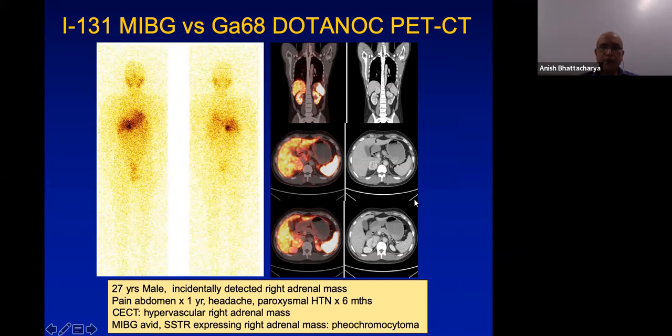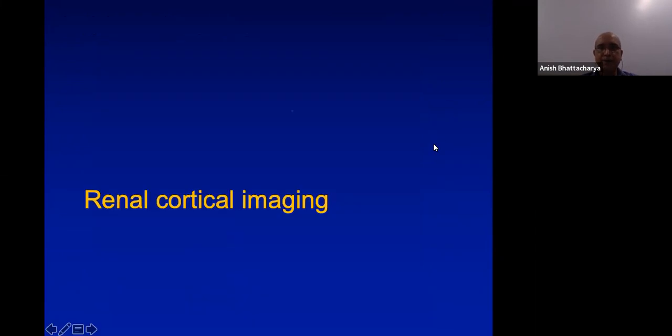With gallium DOTANOC, you get the imaging 1 hour after injection of the tracer, and as you can see, you have an SSTR expressing right adrenal mass out here. So you get much better quality images, a big mass with concentration of gallium DOTANOC. If you have PET-CT facilities available and you have gallium DOTANOC available, I would recommend going in for that.